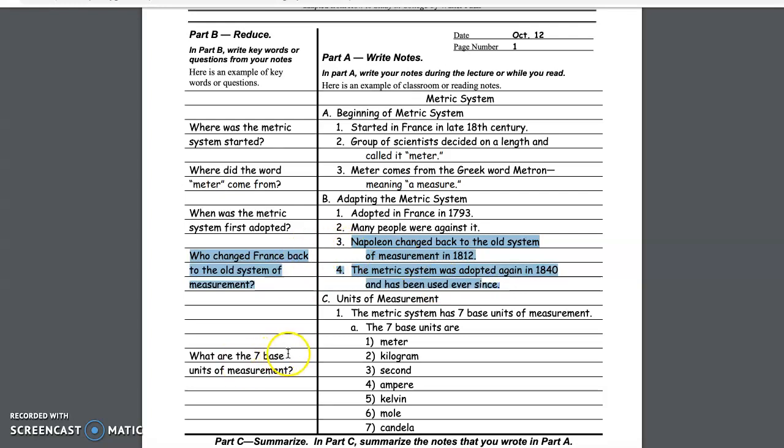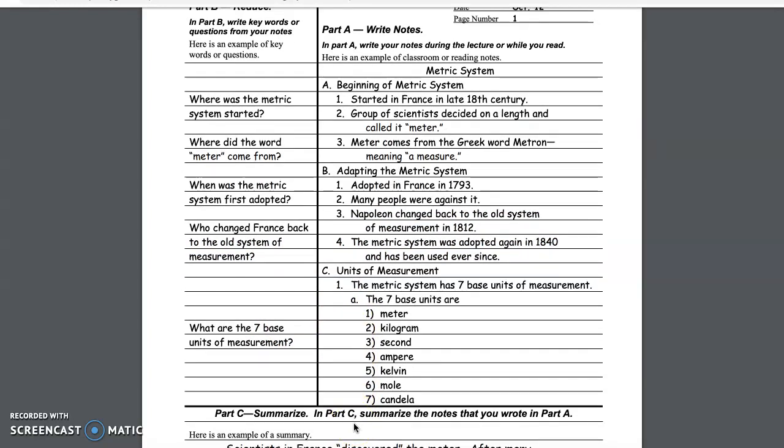And then, what are the 7 base units of measurement? And the answer is here. The notes were done first. So everything in part A is done first. After the fact, you go through and you either make questions like this example does, or you could simply say metric system, adoption of metric system, and then the 7 basic units of measurement. You don't have to write them as a question.